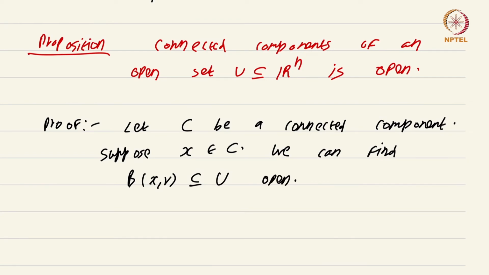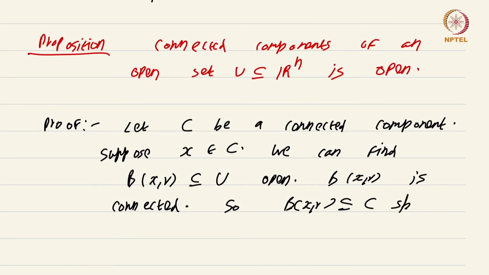Open ball, and B(x,r) is connected. I want you to think about why B(x,r) is connected. We have actually shown it already. B(x,r) is connected, so B(x,r) must be contained in C, showing C is open.